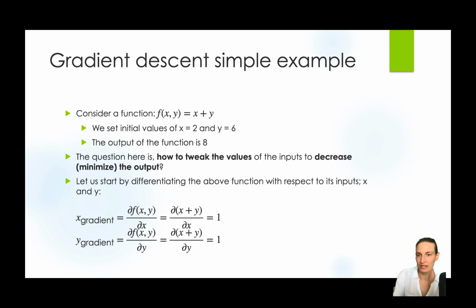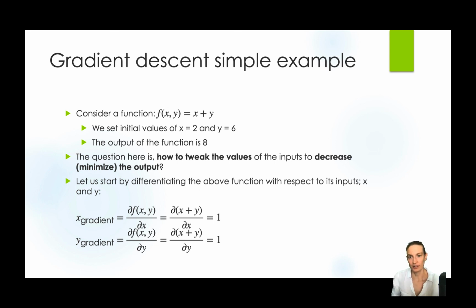So in gradient descent, we start from a super simple function, x plus y. We set the initial values: x is 2 and y is 6. The output of this function obviously is 8. Now the question here is, how do we tweak the values of the inputs to decrease the output? So how do we optimize?